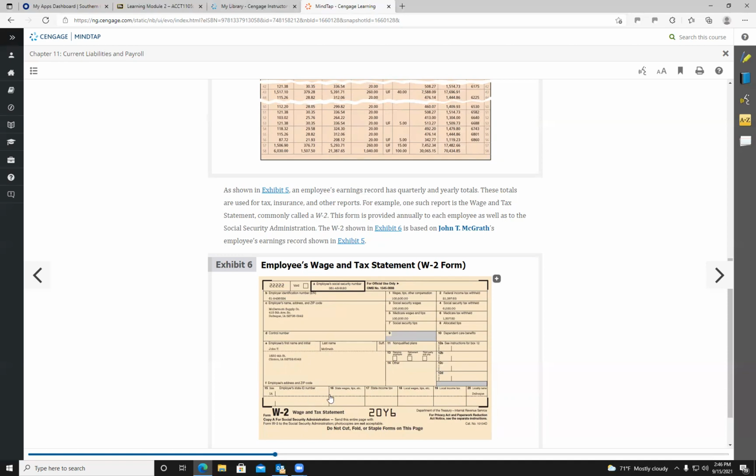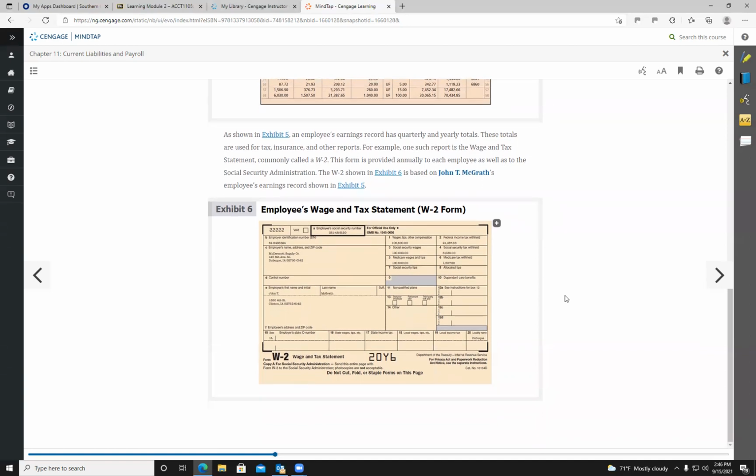Now, if Mr. McGrath lived in a state where the state also took out taxes, that information would be down here. But we're not discussing that because each state is different. This information would be plugged in when filing your taxes, which is a whole different class. If you want to take that class, it's Accounting 1125, where we talk about individual income taxes.